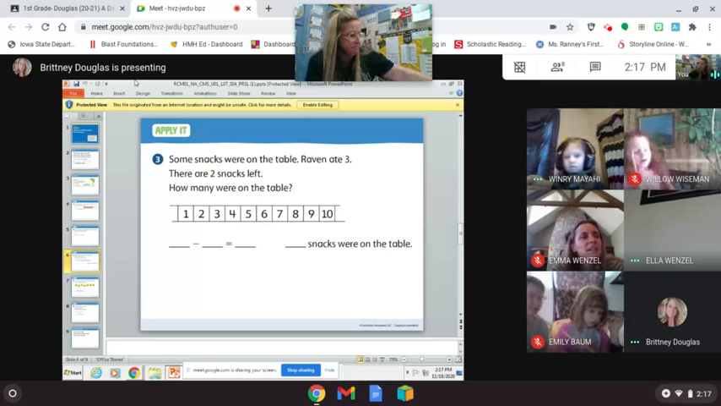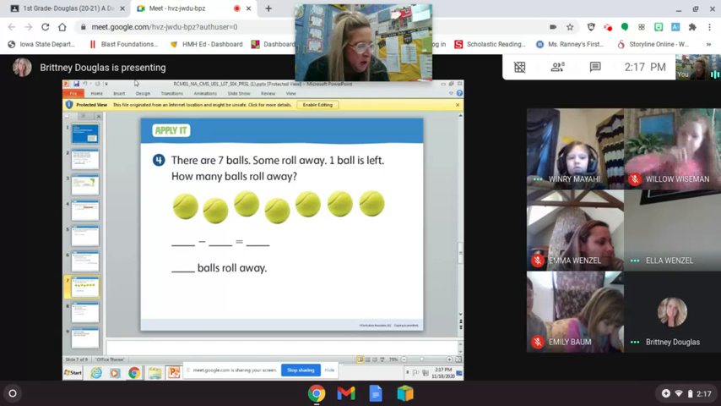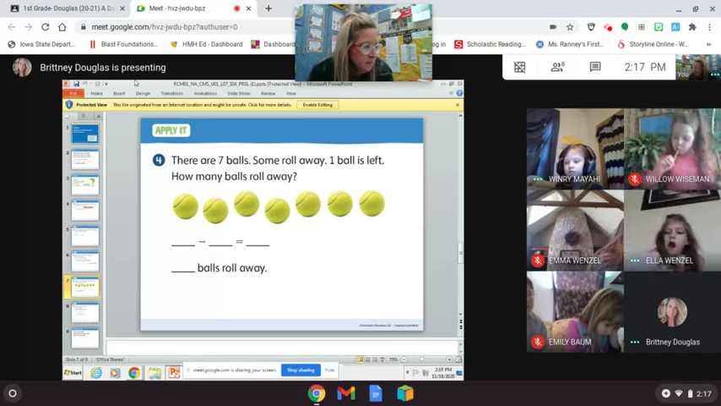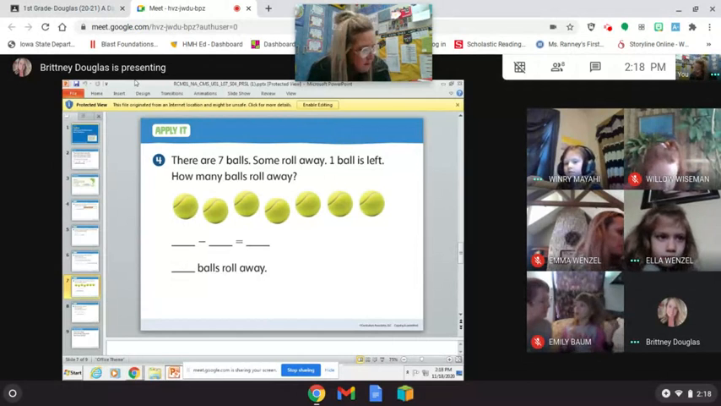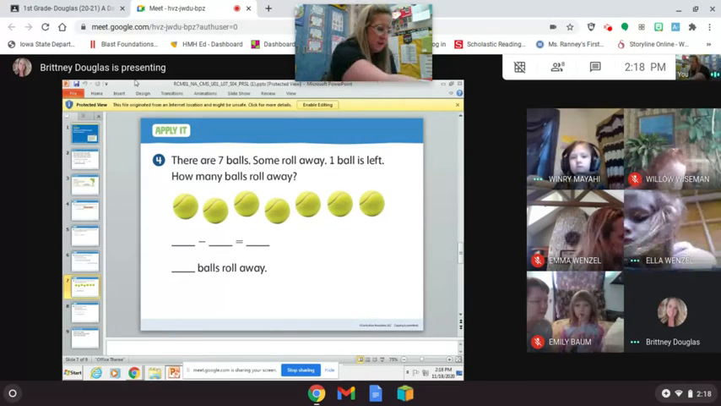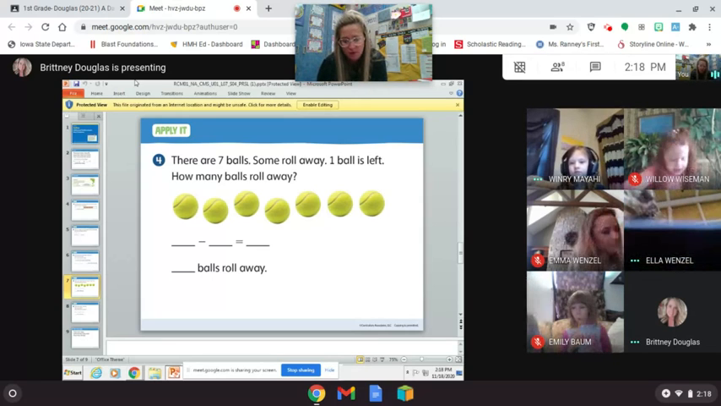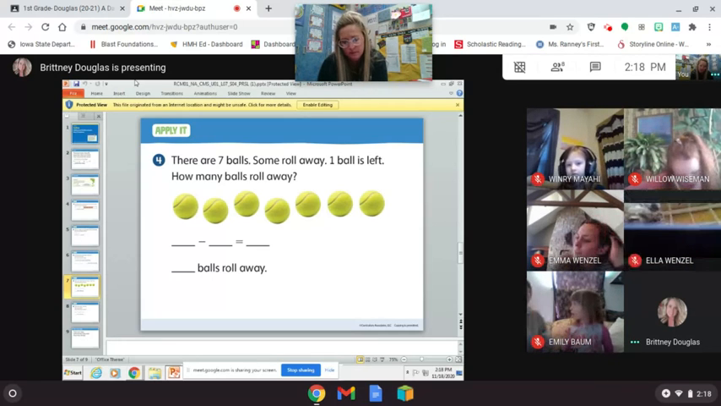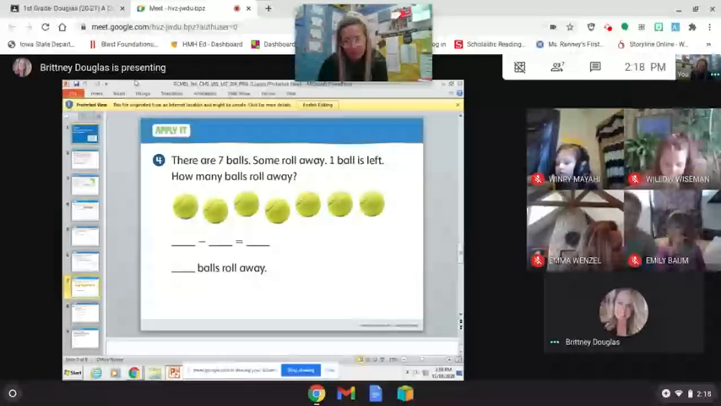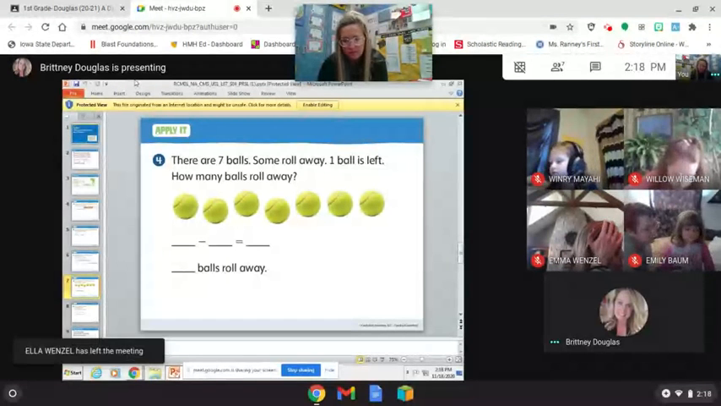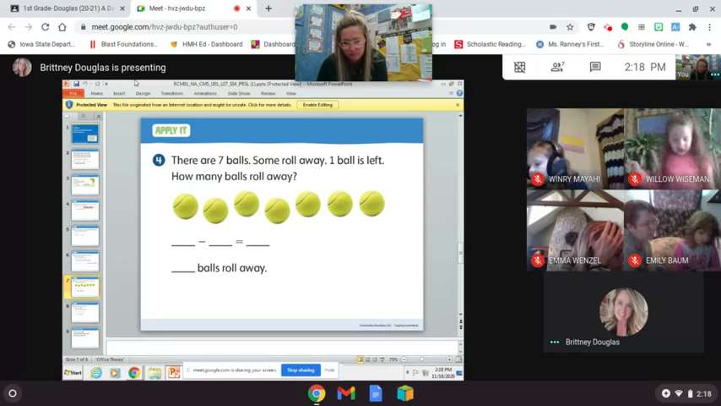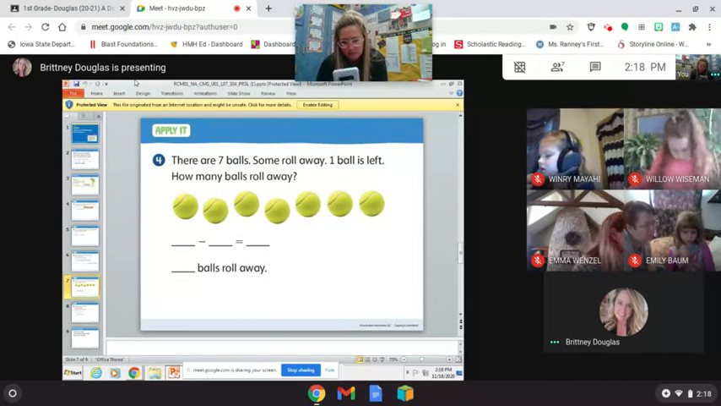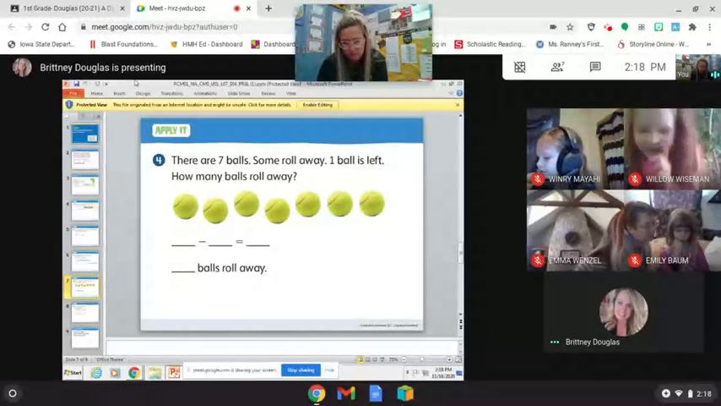All right. Let's go to the tennis ball one. This is number 4. There are 7 balls. Some roll away. 1 ball is left. How many balls roll away? I figured it out.